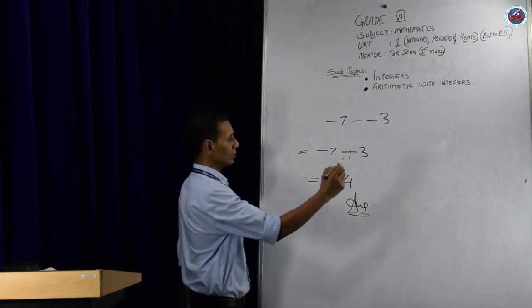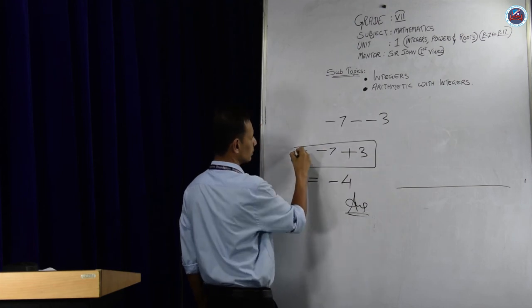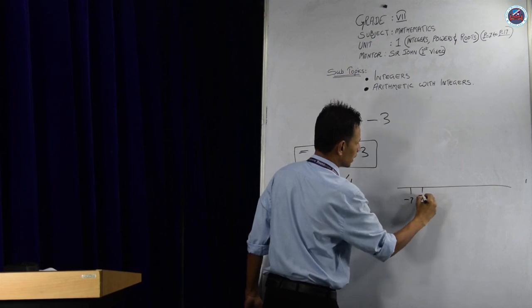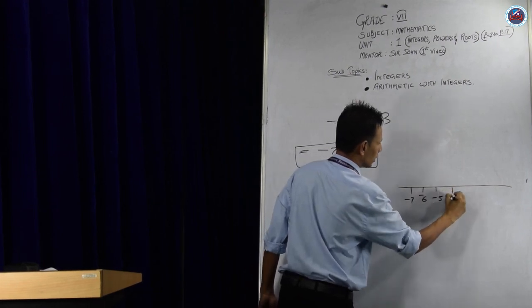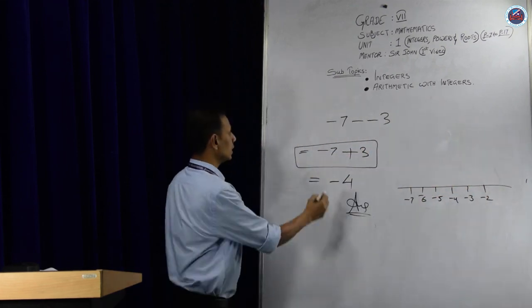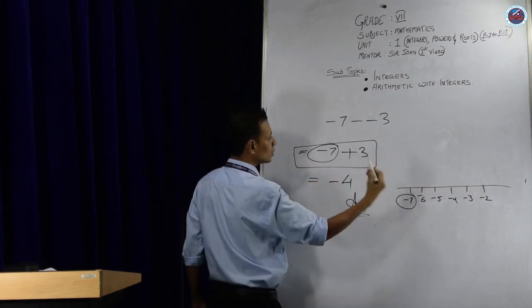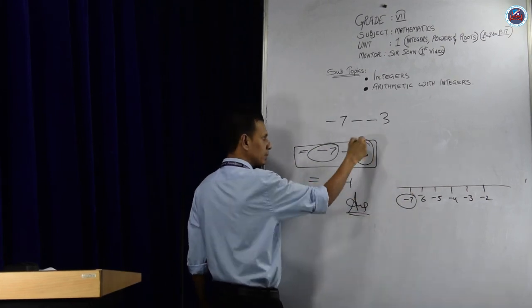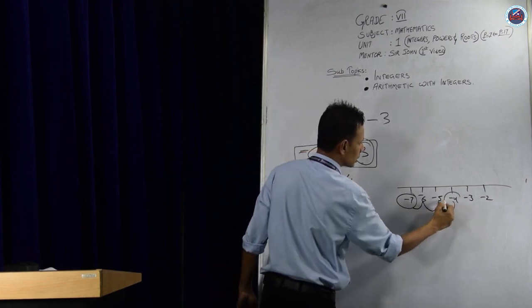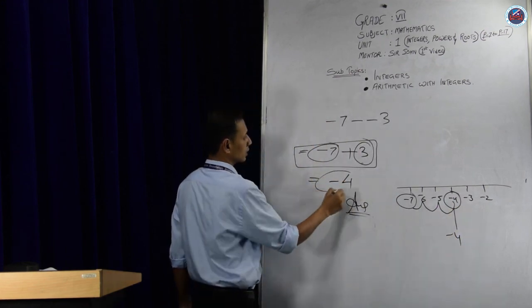Is that clear? When you are going to use the number line, look here. Minus 7, minus 6, minus 5, minus 4, minus 3, minus 2, and so on. Now just look here, where is minus 7? It's here. Plus means I have to move to the right. How many steps? This time 3 steps. 1, 2, 3. This is my answer. Can you see here? Minus 4.